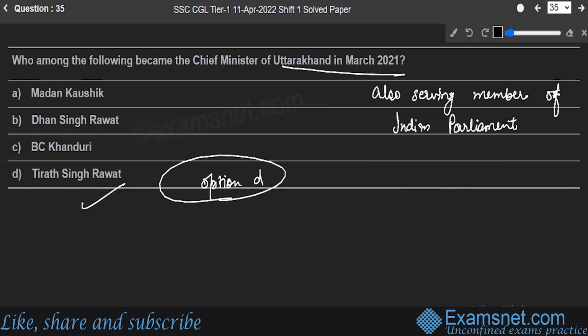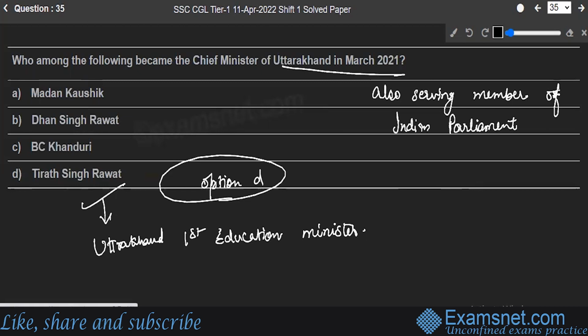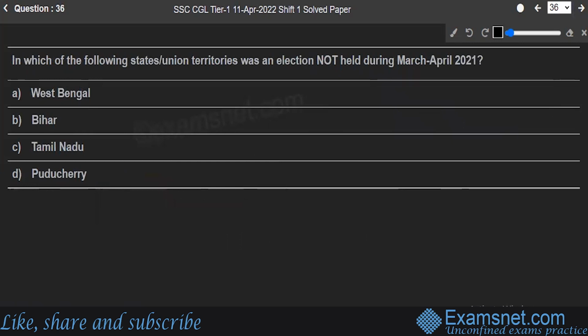He was also Uttarakhand's first education minister. This is also a news item. Hope you're clear with this question. Let's move to the next question then. Question number 36.